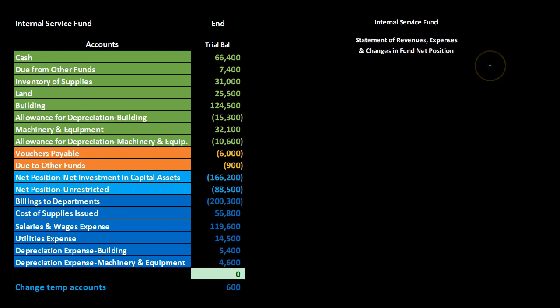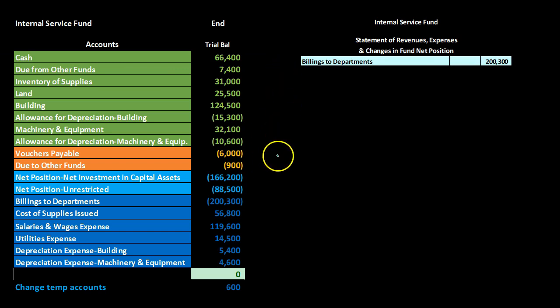Next, we'll take a look at the financial statements, including the statement of revenue, expenses, and changes in fund net position for the internal service fund. This is going to be similar to an income statement type process. We'll put this together relatively quickly here. We're looking at those accounts below what would be similar to the equity accounts, the dark blue accounts, the temporary accounts, starting with billings to departments. You'll recall that's similar to income because we're an internal service fund and therefore we're billing internal departments. That's going to be on the outside.